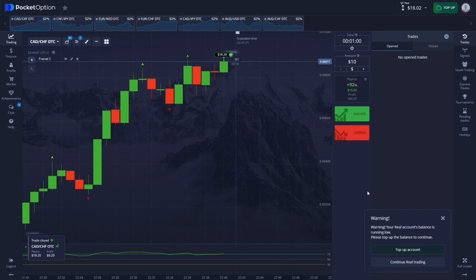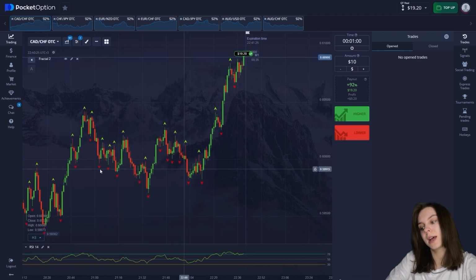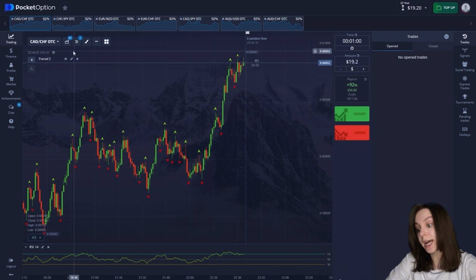Excellent, dear traders. This transaction is closed in plus. We immediately increase our balance to a value of $19.20 and move on to the next currency pair.